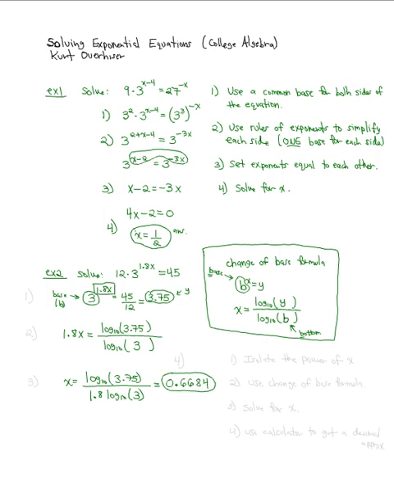You'll notice that the steps used to solve this equation in example 2 are different than the steps we used in example 1, because if you look at the exponents 12, 3, and 45, we were not able to get them all in the same base of 3. 45 is not a perfect power of 3, and neither is 12. So we had to use logarithms. So here are the steps for that.